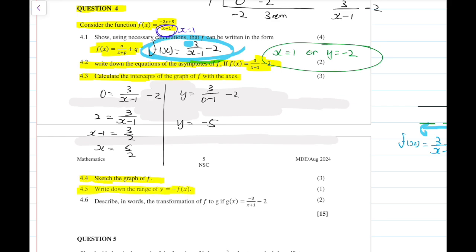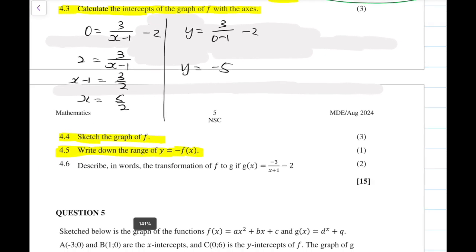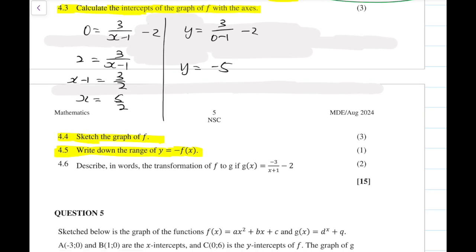So let's say you didn't sketch it. What does this minus f(x) actually mean? This minus f(x) basically means you are reflecting about the x-axis. All right, so if you're reflecting about the x-axis, what will this new graph's range be?